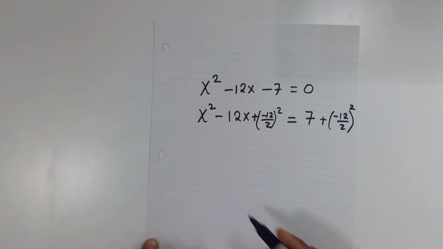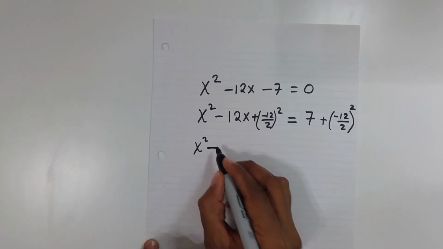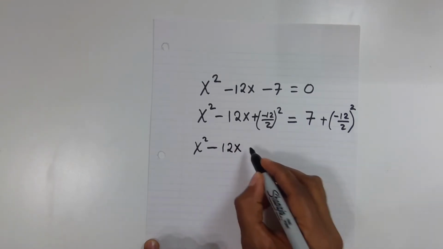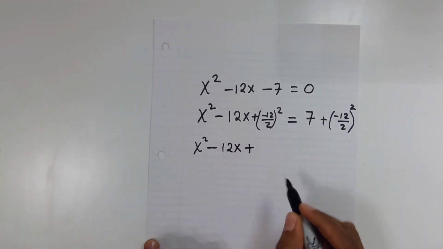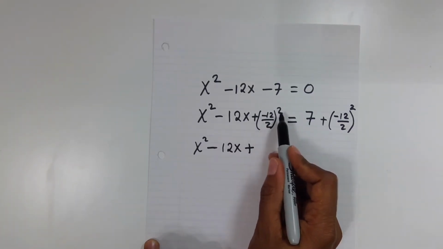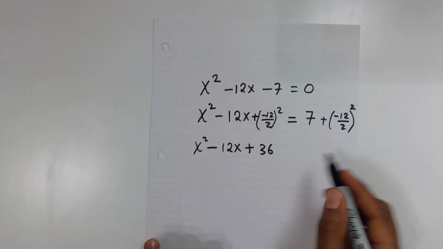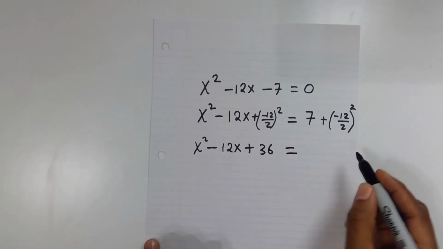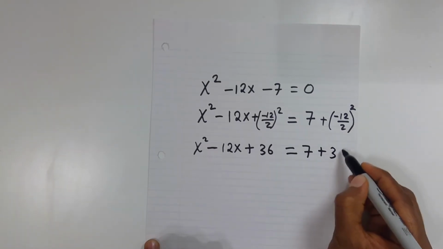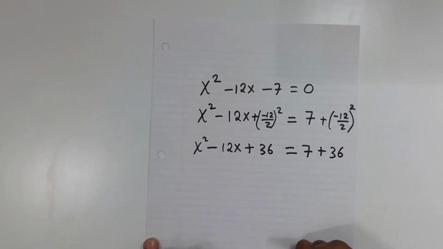Okay, so this will give me x squared minus 12x plus, when you divide negative 12 by 2, that will give you negative 6. When you square that, you get 36. It is positive because this was positive and this is also positive. That is equal to 7 plus, on this side it will also be 36, because negative 6 squared is 36.